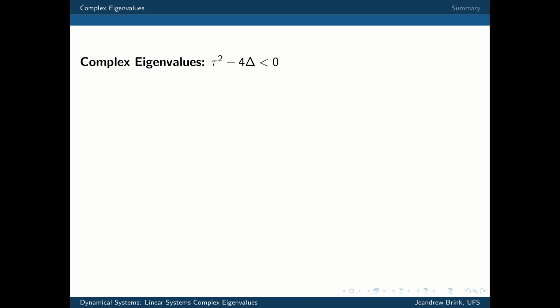In other words, when we write out our solution to the characteristic equation, or quadratic solution to the characteristic equation, the thing in the square root goes negative. Okay, so here's the solution to the characteristic equation. We have our two eigenvalues. If this thing under the square root is negative, what we then get is a set of complex eigenvalues.